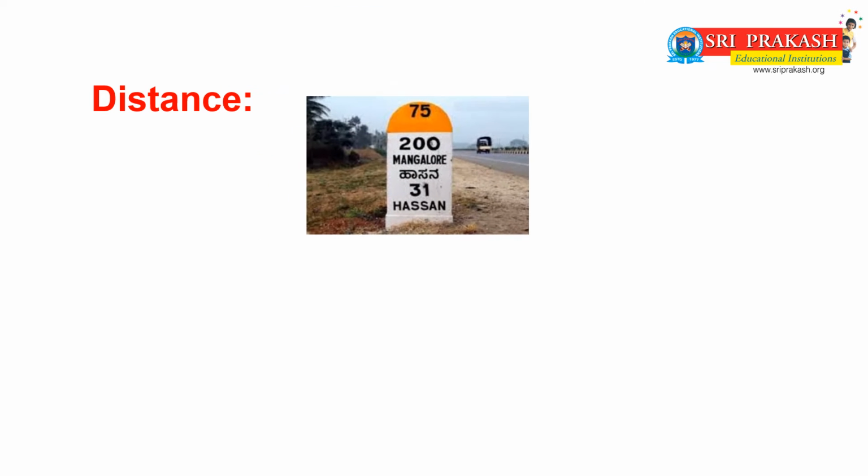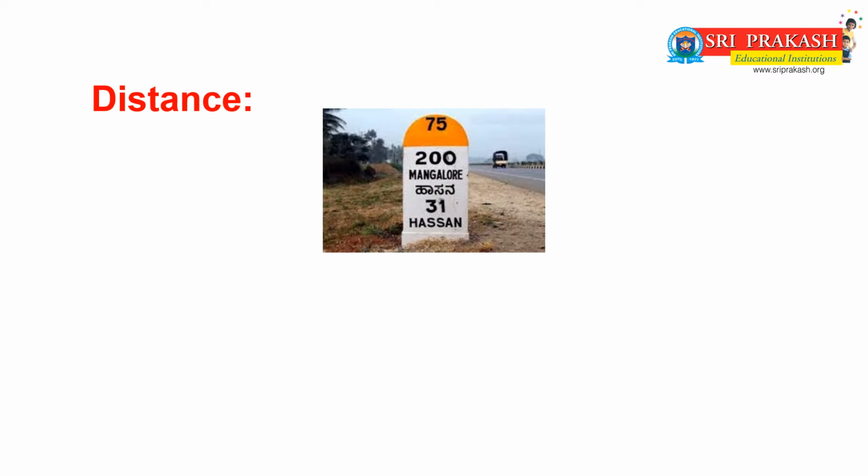Distance. We come across this term in our day-to-day life. We ask people the distance between two places, distance from our place to another place, distance between two cities, distance between two countries. When we travel, we check the odometer to find the distance. On the roadside, we also see milestones which give the distance between the towns. Here, as an example, on the milestone you can see Mangalore 200 kilometer. So the distance of Mangalore from that place is 200 kilometer.